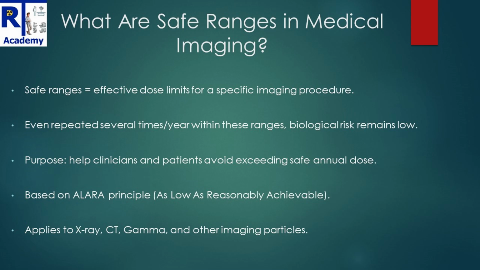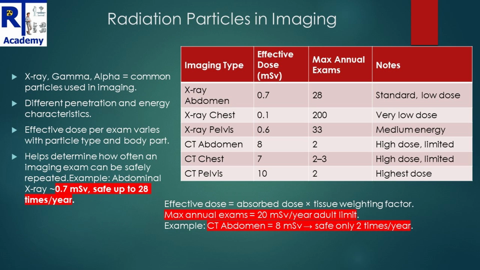Effective dose per exam is calculated based on absorbed dose and tissue sensitivity. Annual maximum exams are calculated based on the ALARA principle and the 20 millisievert per year safety limit for adults. Example: abdominal X-ray equals 0.7 millisievert. That means up to 28 times per year is safe. But abdominal CT equals 8 millisievert. That means only 2 times per year is safe.